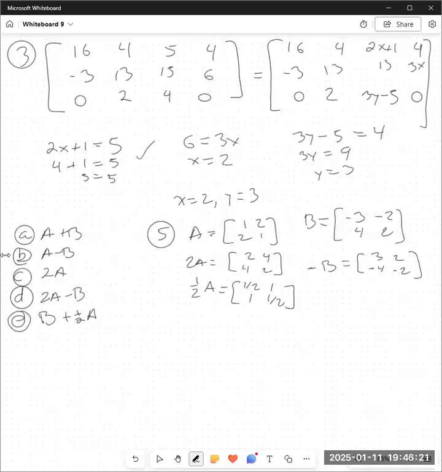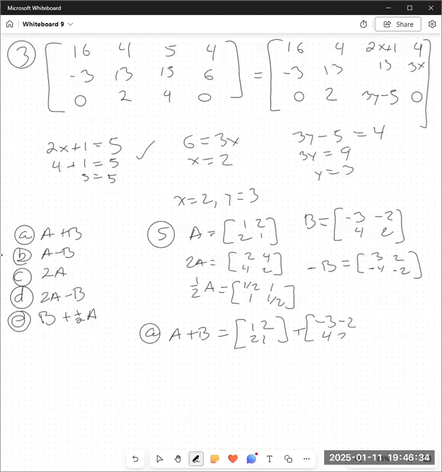So A plus B is going to be [1, 2; 2, 1] plus B, which is [-3, -2; 4, 2]. So I'm going to add corresponding elements. 1 plus negative 3 is negative 2. 2 plus negative 2 is 0. 2 plus 4 is 6. And 1 plus 2 is 3.